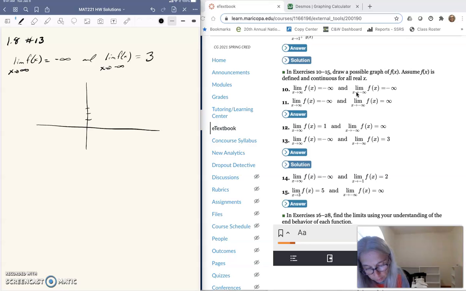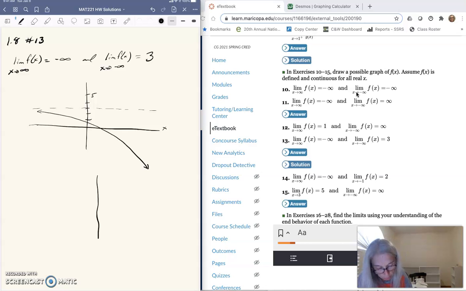So I have what's known as a horizontal asymptote here, and I can say that maybe my graph looks like that. That meets the conditions that as x gets larger and larger, the function is approaching negative infinity, and as x gets larger and larger in the negative direction, the function is approaching 3. In other words, the limit of the function as x approaches negative infinity is 3.